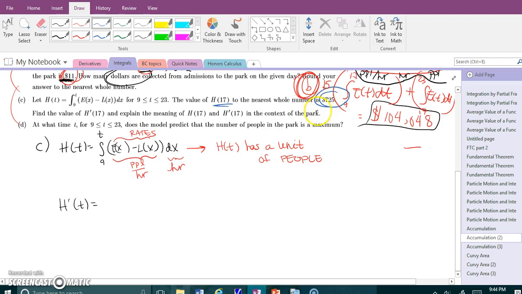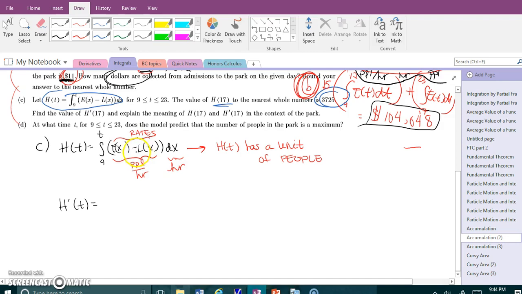So this problem's interesting for part C because normally they say find the value. Here they give you the value and they're testing if you know what it means. And then they want you to find the derivative of this, find it at 17, and then interpret it as well. So this one is a lot of interpreting. So let's go ahead and take a look at h here.